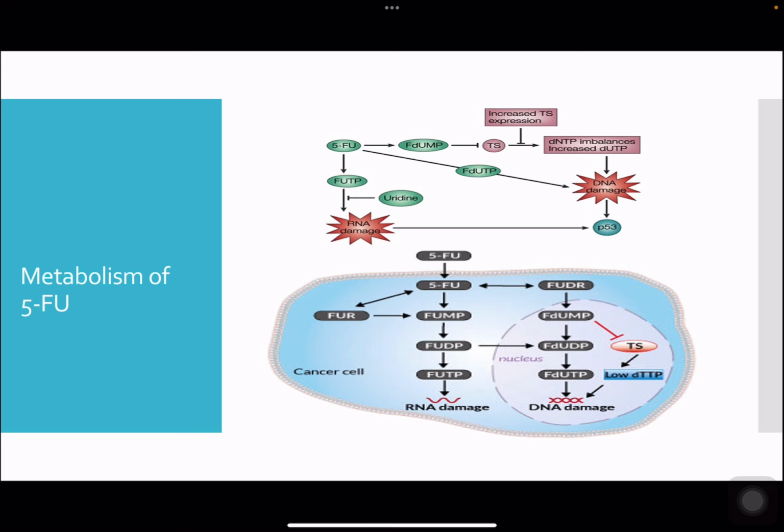When you go to the other side, 5-FU goes to FUTP. With the help of uridine, it also damages the RNA, which affects the p53 gene. This is another figure at the bottom, just showing you another way of it.